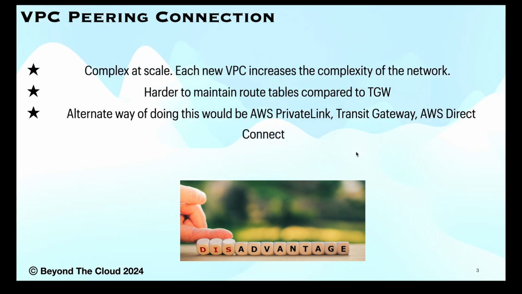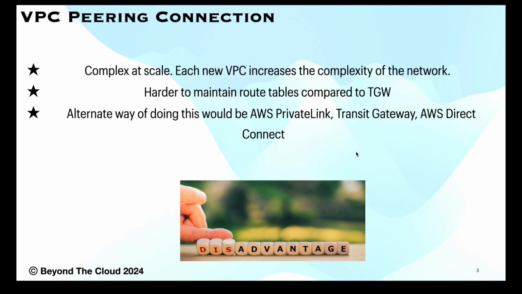with each other without using this VPC peering connection, which can be complex at scale. Yes, there are disadvantages, but a couple of organizations I know of are still using VPC peering connection because they are not that big, and this is very easy to set up.